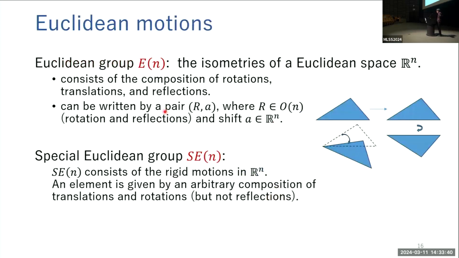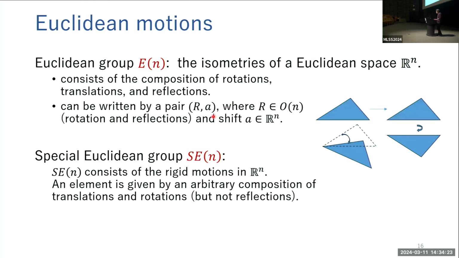And another very important example of a group is Euclidean motion. Euclidean motion is, by definition, the isometry of Euclidean space R^n. n is just the dimensionality of the space. It is not very difficult to show that the Euclidean group E(n) consists of compositions of rotations, translations and reflections. This is a very simple exercise.